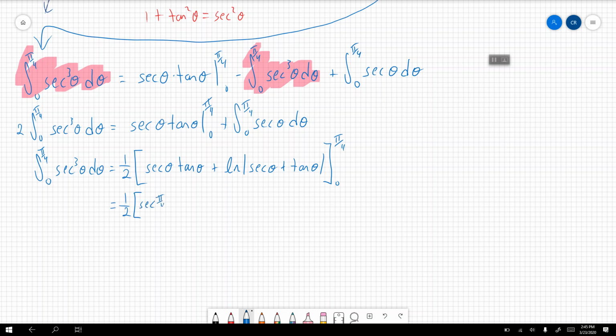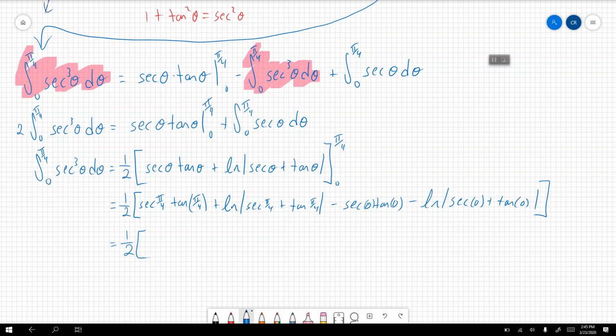Secant pi fourths multiplied by tangent pi fourths plus natural log of the absolute value of secant pi fourths plus tangent pi fourths, minus secant at 0 times tangent at 0, minus natural log of the absolute value of secant at 0 plus tangent at 0. Here we go. Let the party begin.